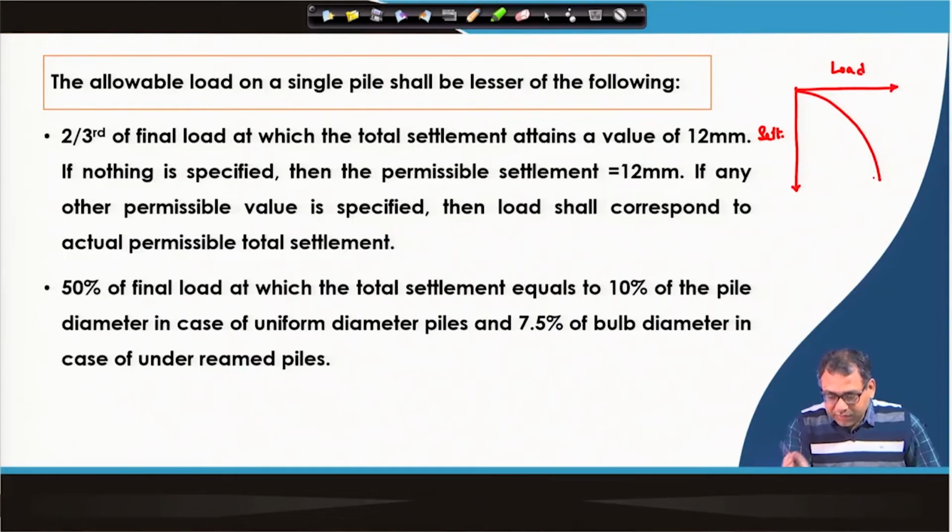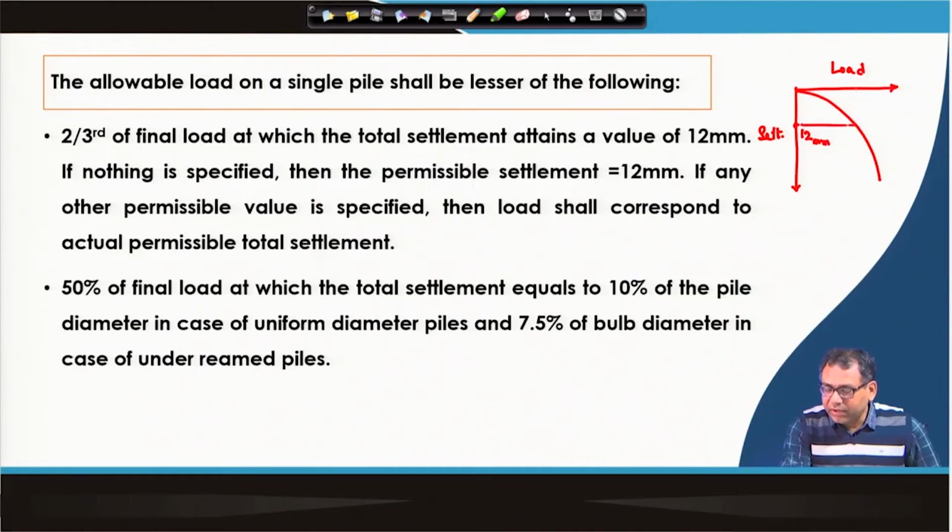Once we get this load versus settlement plot, then we can apply the recommendation given by the IS code. By applying this recommendation, we can determine what would be the allowable load on a single pile. So, what is that recommendation? It is 2/3 of the final load at which total settlement attains a value of 12 millimeter. For example, suppose this is the 12 millimeter value.